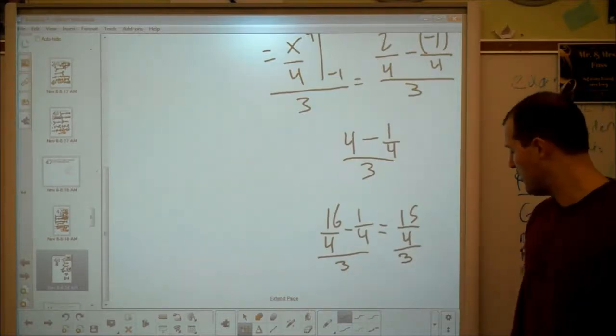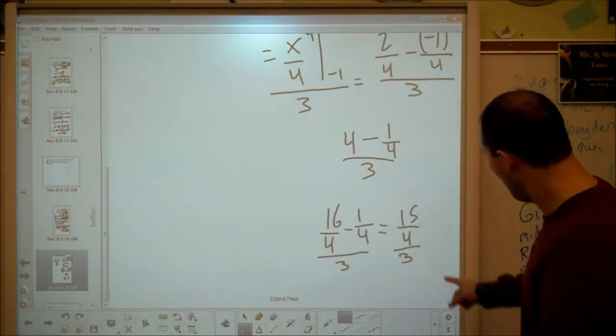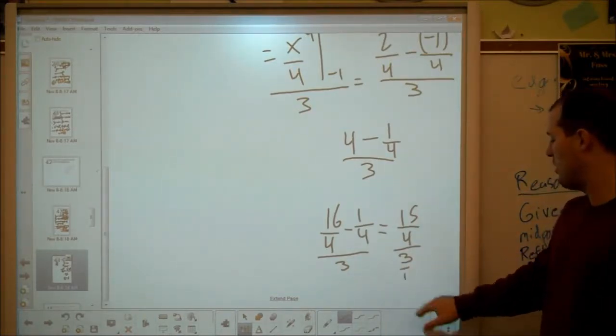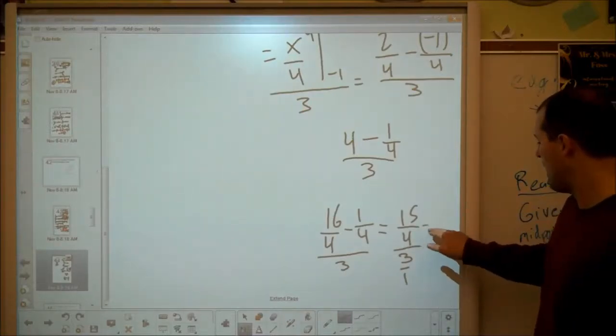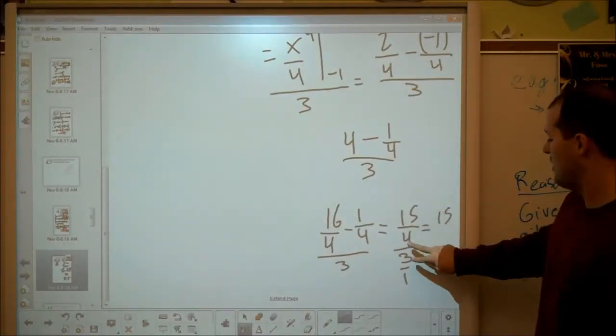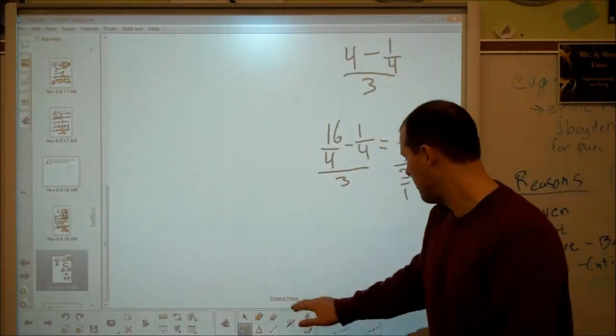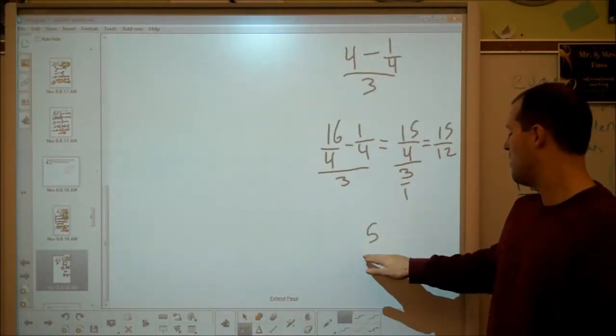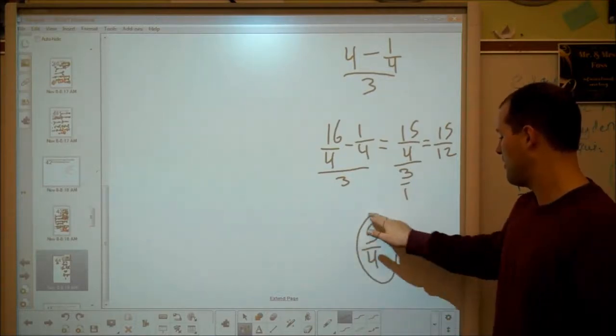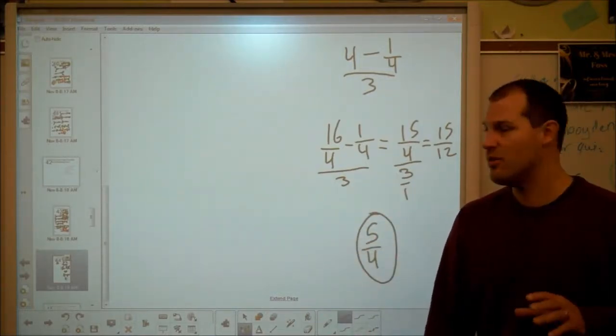And if you're bothered by the triple stacker, because we're not at Wendy's throwing down burgers right now, then go ahead and put that over 1, flip it and multiply, and you can get 15, flip it, the 3 goes on bottom, 15 over 12. It would be best if we could simplify that to 5 over 4. That's our average value of the function.